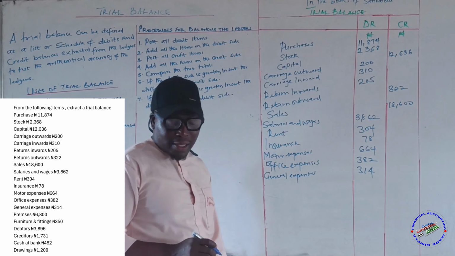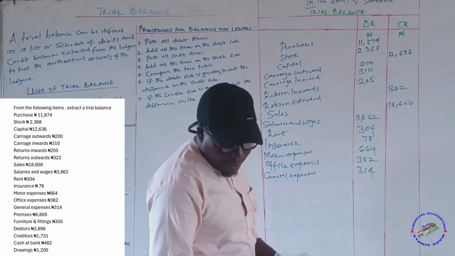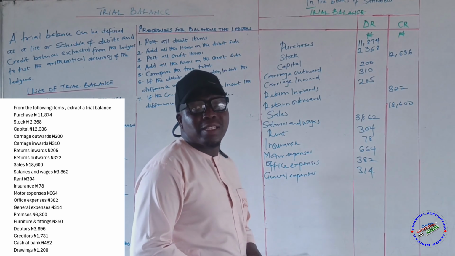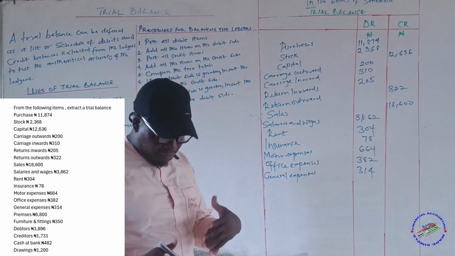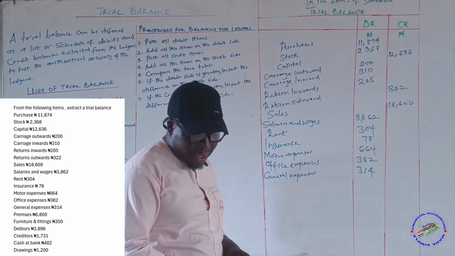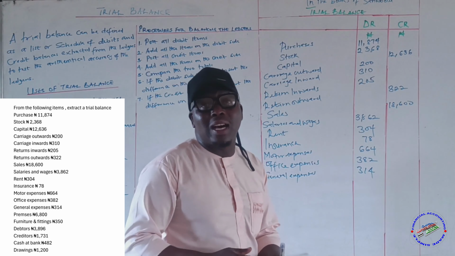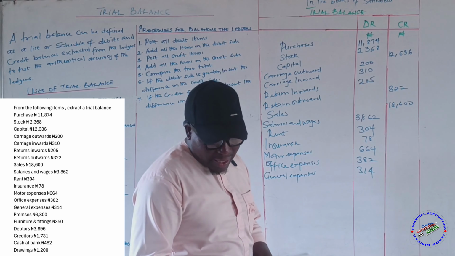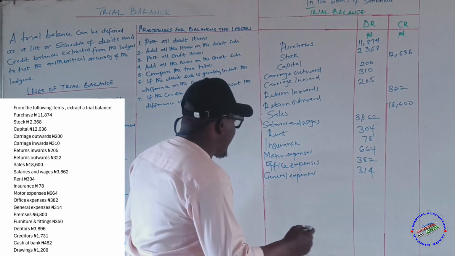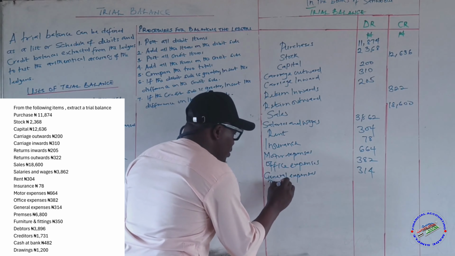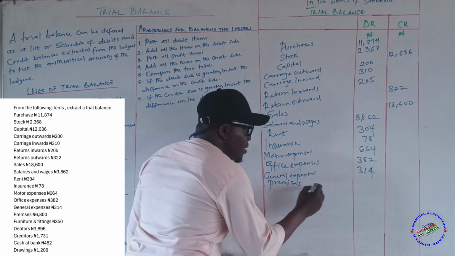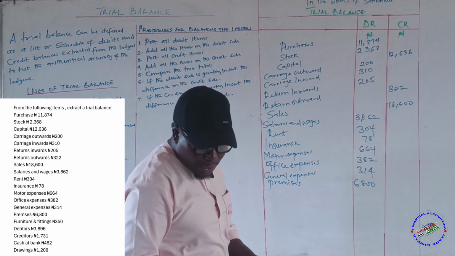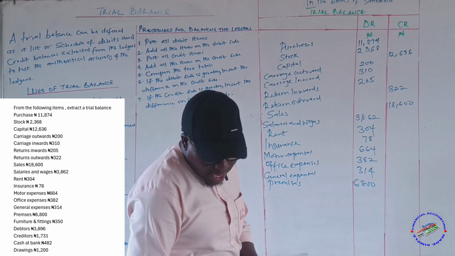314. So general expenses is going to have a debit balance. The next one is premises. Premises, a building and a part of our premises. So premises falls under our assets. They are long-term assets. So premises is going to have a debit balance, and the figure is 6,800.